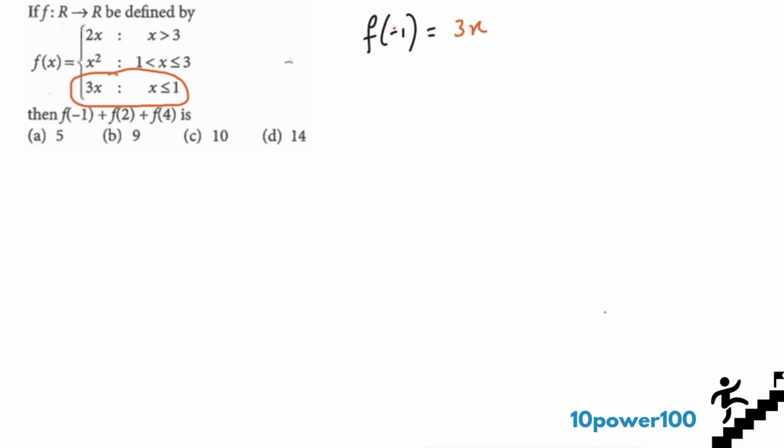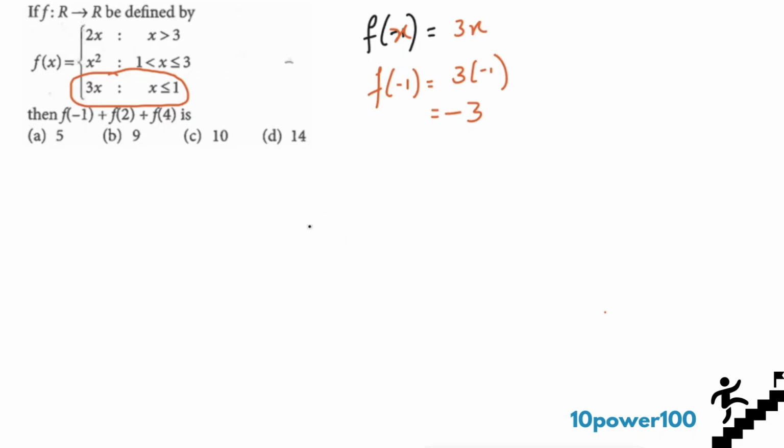Now in place of x, we will take -1. So f of -1 is equal to 3 into -1. What is 3 into -1? So -3, we get it. So -3 is the first one.